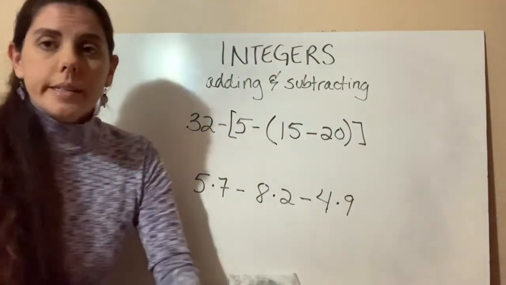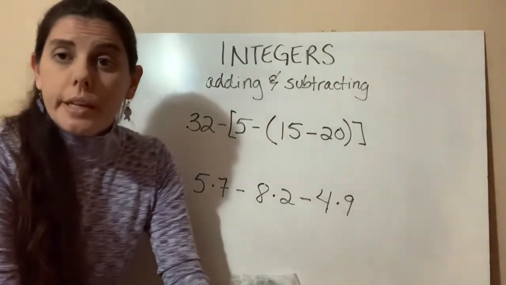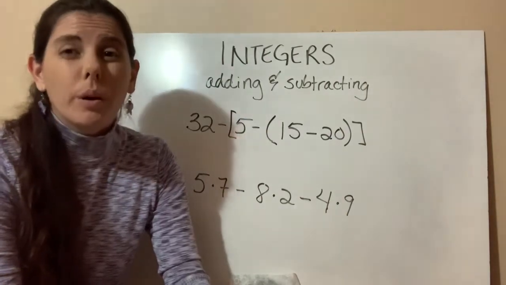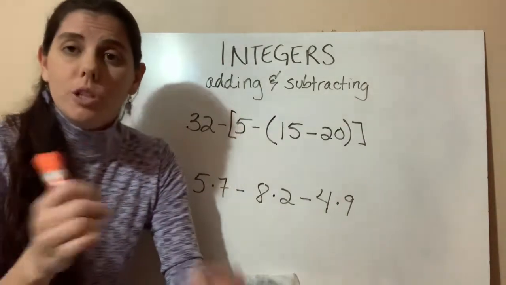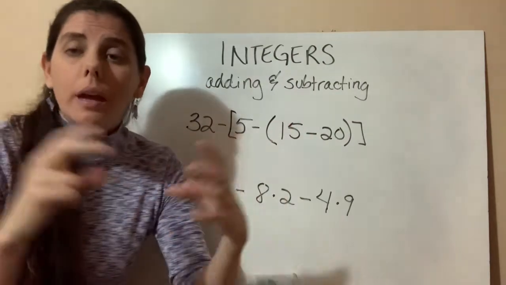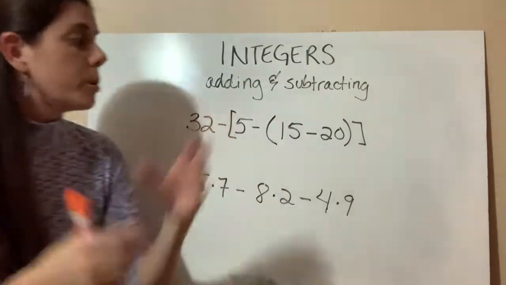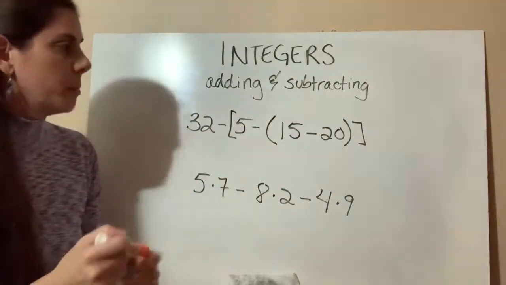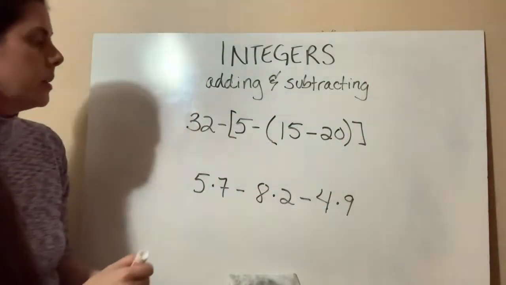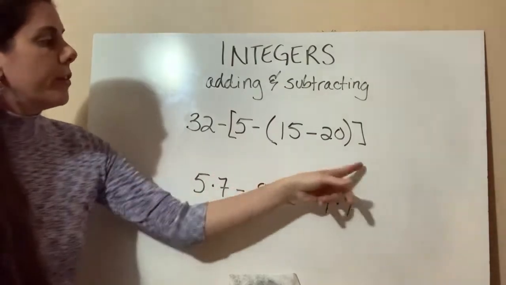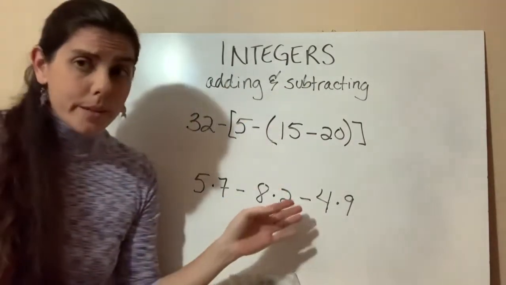So a couple more examples of problems where we're using integers, we're adding, subtracting, but we're using order of operations. So they're more complicated expressions that we need to simplify or solve. In these cases, we can actually solve them. So we can put the equal sign on the end.